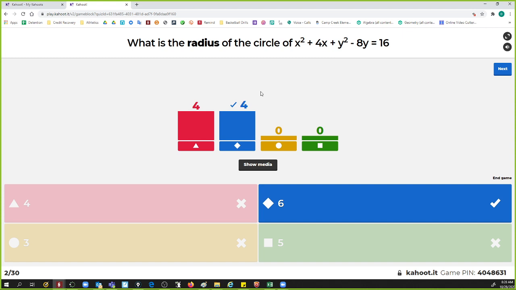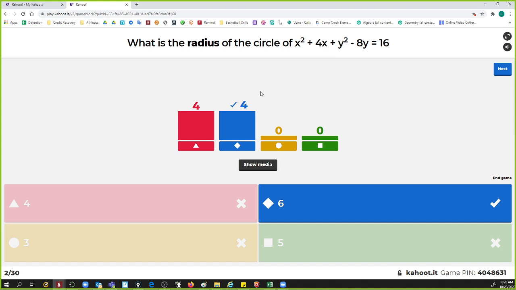Density. So they're giving you the density. They're giving you the mass. What is the volume? We did one like this yesterday. They're giving you the density, yeah.